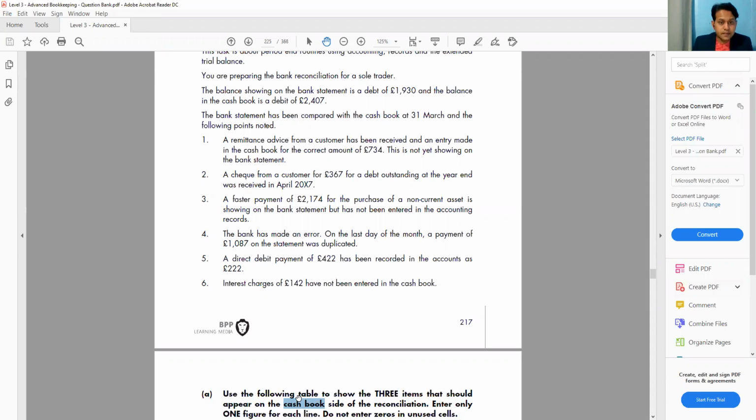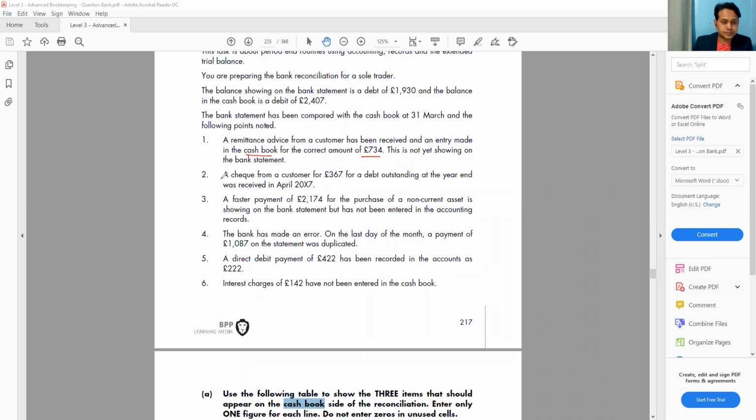It says a remittance advice from a customer has been received and an entry made in the cash book for the correct amount, 734. This is not yet showing on the bank statement. Now the question is, do I have to do anything with the cash book? The answer is no, because the entry is already made in the cash book. So I don't have to do anything, because my cash book job is done. So I'm looking for three items that will go to the cash book.